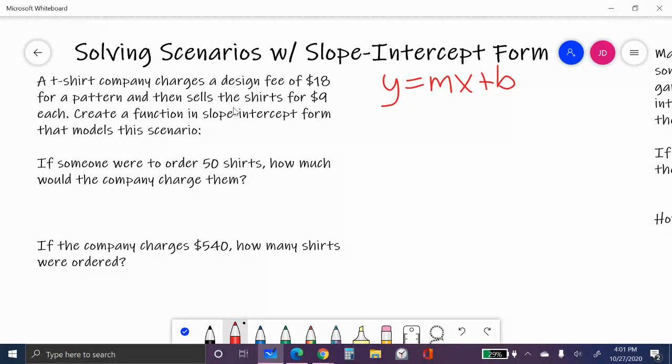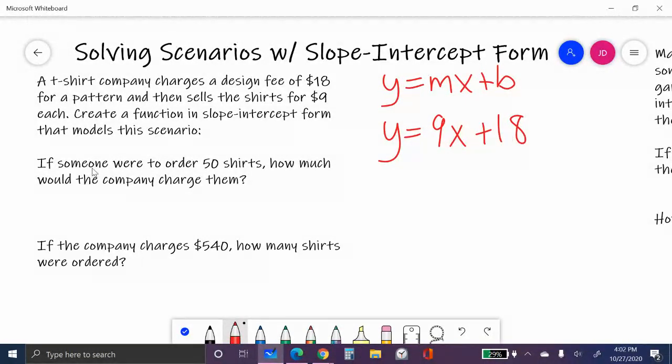All right. So in this scenario, the t-shirt company is selling shirts for $9 each. That's the rate, the key word being each. So my equation is going to be y equals 9x, and it charges a design fee of $18. So it automatically charges at the beginning $18. So 9x plus 18 is my slope-intercept equation. All right. $9 being the rate, 18 is where you start, the y-intercept.